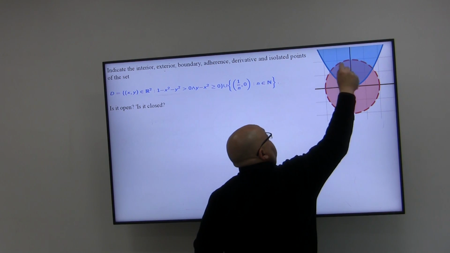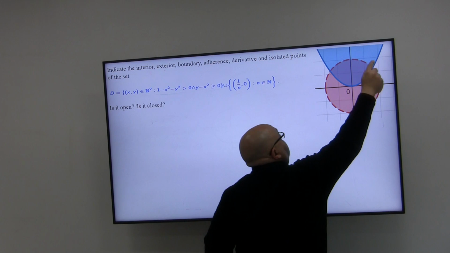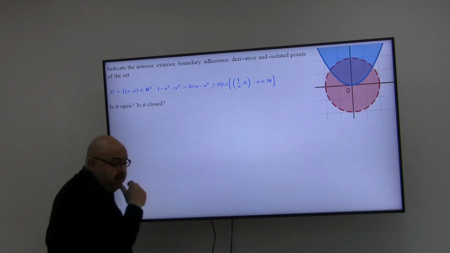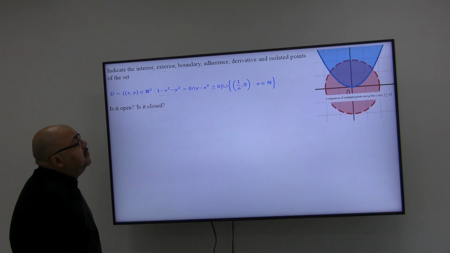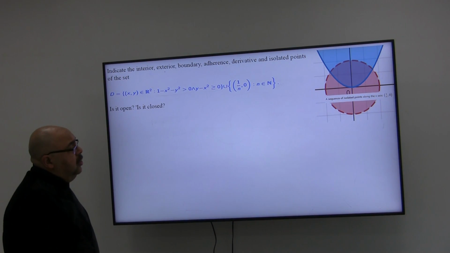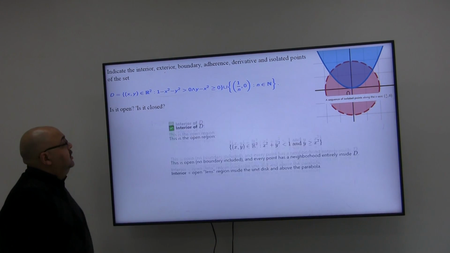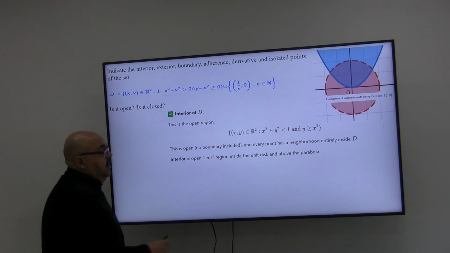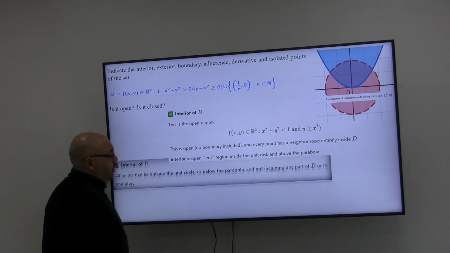This is the circle because there is no equal sign in it, and this is the parabola because it has an equal sign. This is the point zero, plus the points 1 over n. I will add them: a sequence of isolated points along the x-axis, 1 over n, and their y equals 0. The interior will be x squared plus y squared less than 1 and y greater than x squared.